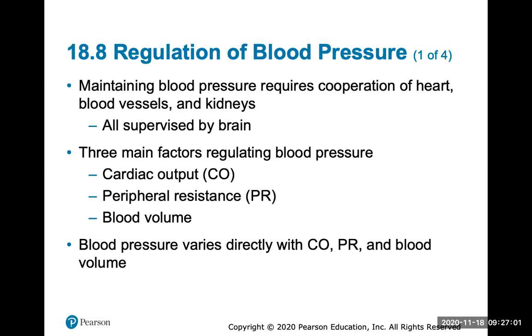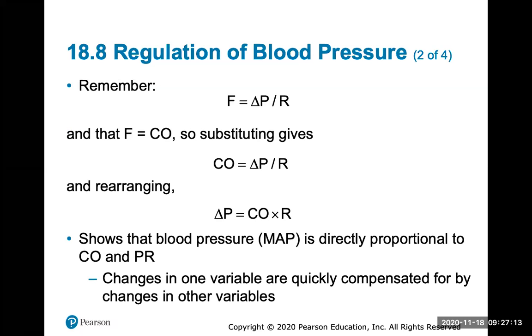There are three main factors that regulate blood pressure: the cardiac output, peripheral resistance, and the blood volume. And blood pressure will vary directly with cardiac output, peripheral resistance, and blood volume. This is a look at regulating blood pressure. You don't have to know these equations. Just understand that blood pressure, the mean arterial pressure, will be directly proportional to both cardiac output and peripheral resistance. So what that means is if you change one of these variables, the other will be quickly compensated for by changing others.